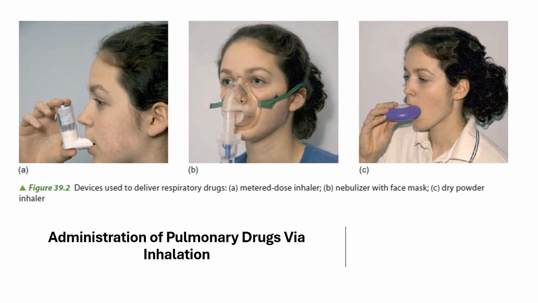If the drug is a solid, it may be administered using a dry powder inhaler or DPI. A dry powder inhaler is a small device that is activated by the process of inhalation to deliver a fine powder directly to the bronchial tree. Turbuhaler and Rotahaler are types of DPIs.